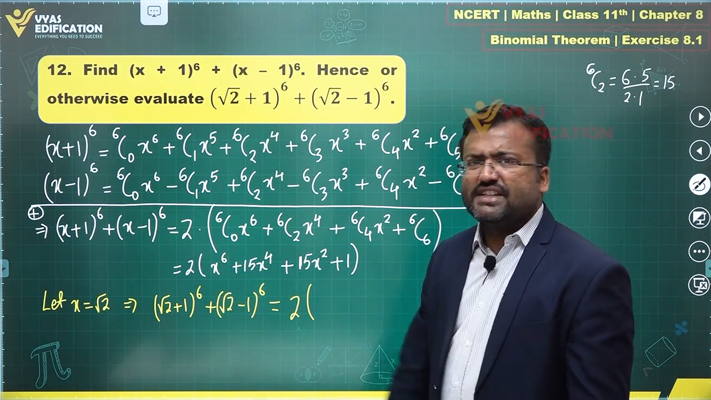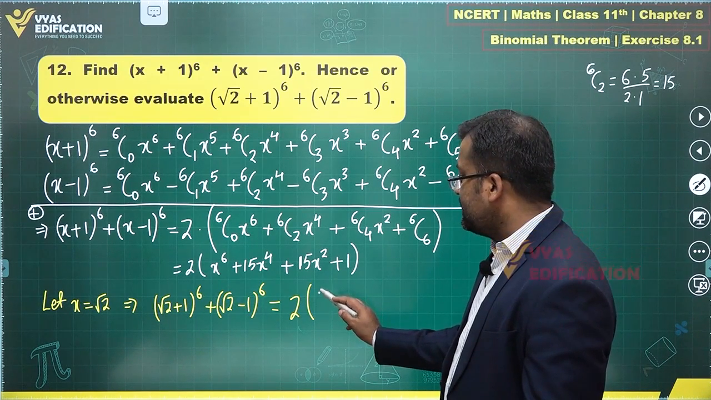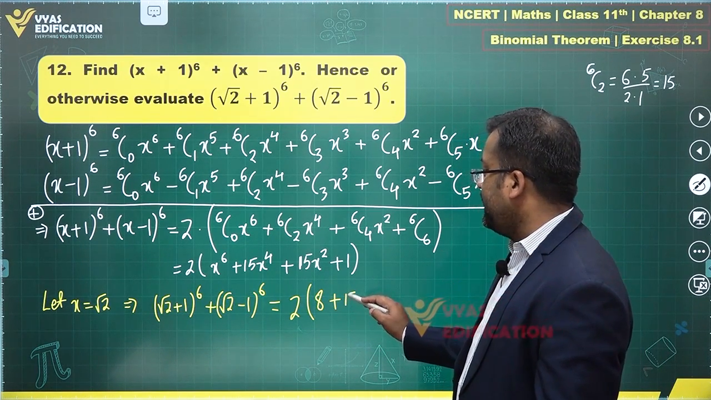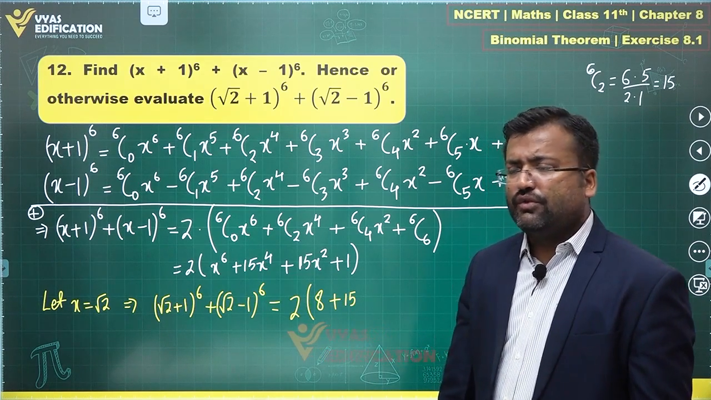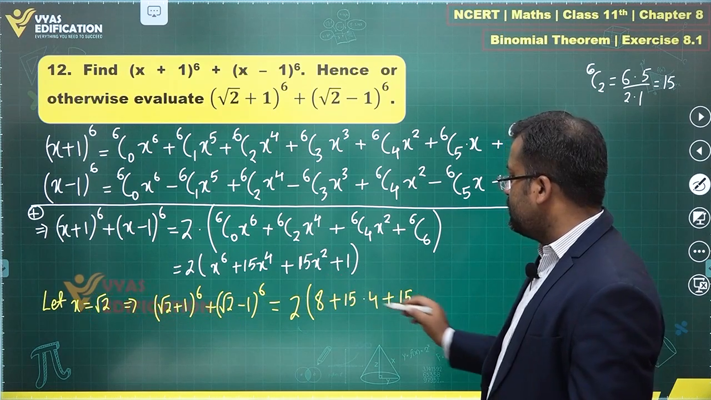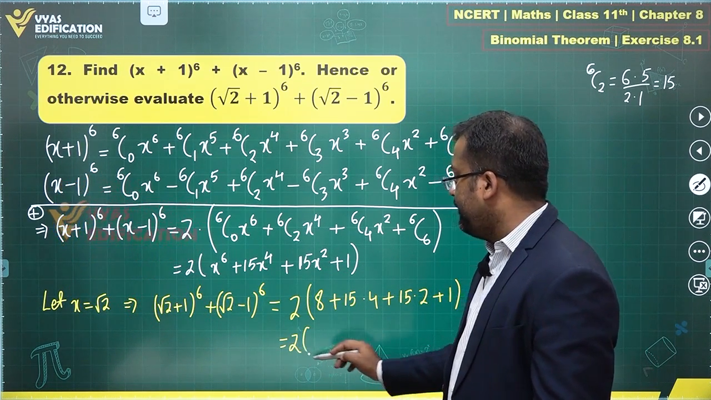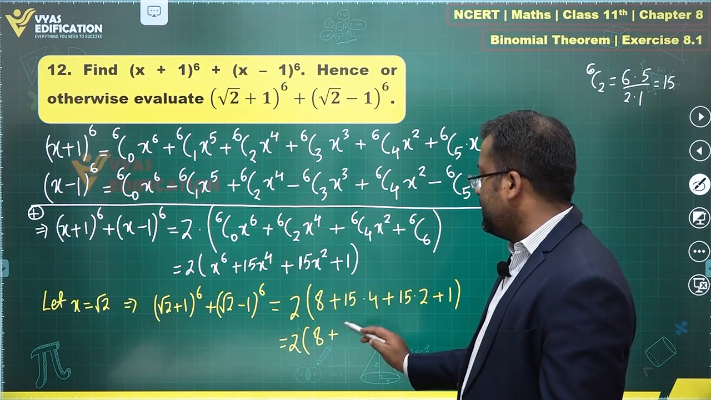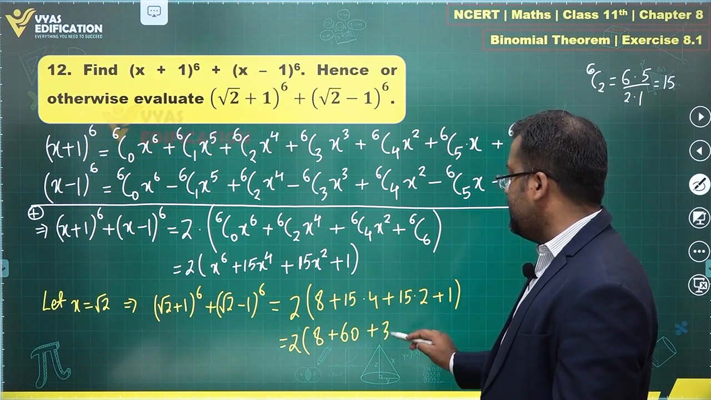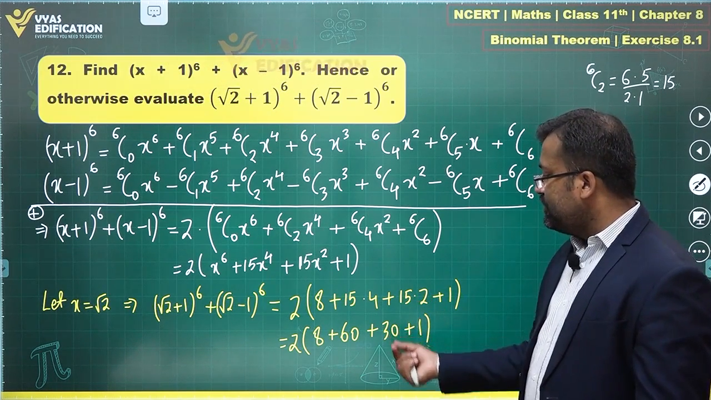What is that? Root 2 power 6. Root 2 power 6 is 2 power 3, which is 8, plus 15 times root 2 power 4, which is 2 power 2, which is 4, plus 15 times square root of 2 whole square, which is 2, plus 1. This is what you get. This 2 is okay. This is 8, which is okay, plus 60 plus 30 plus 1 is what I have. This is 15 times 4 is 60. 15 times 2 is 30. This is what you get.